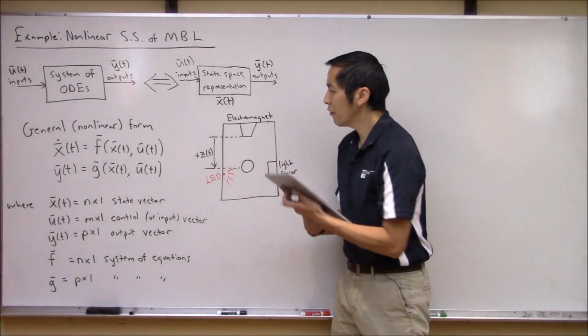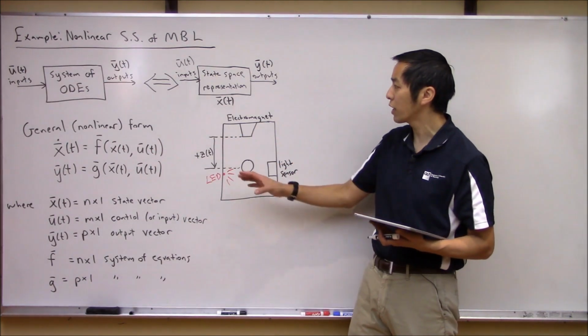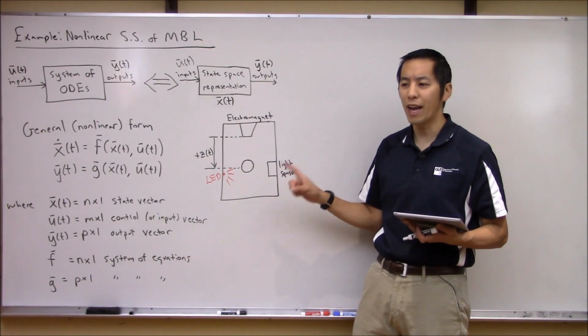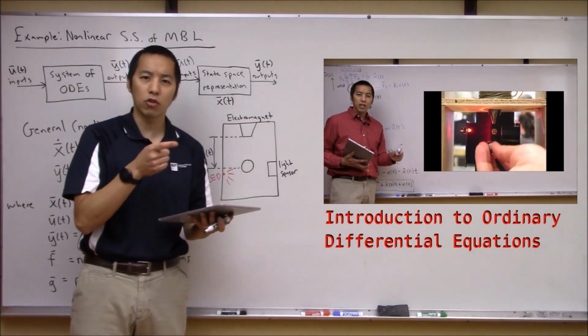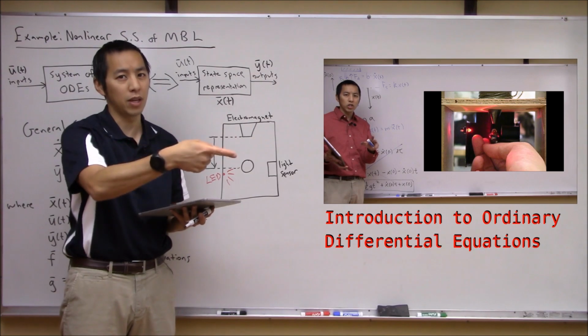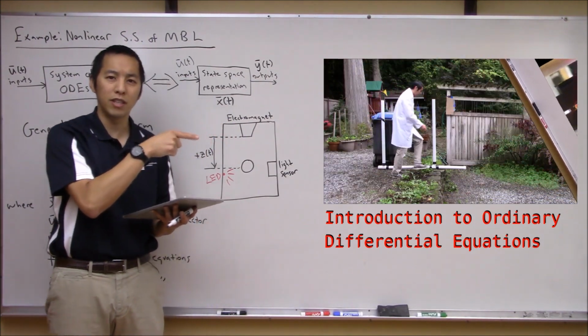All right, so I left the nonlinear representation up because that's the first example I want to look at. In fact, I want to look at this magnetic ball levitator that we talked about in our previous video, where we were talking about our introduction to ordinary differential equations. In fact, the next two examples, this one and the one immediately following, are going to be looking at examples that I described in more detail in that video.